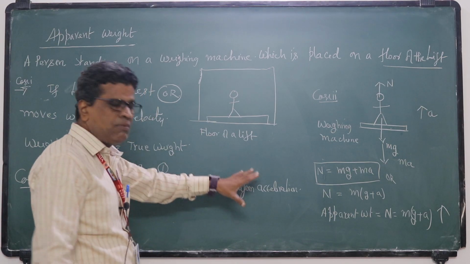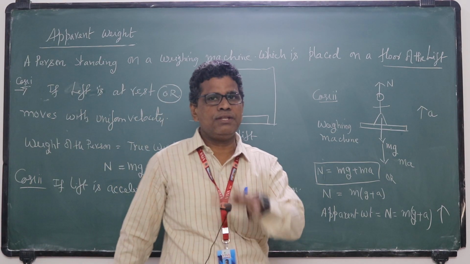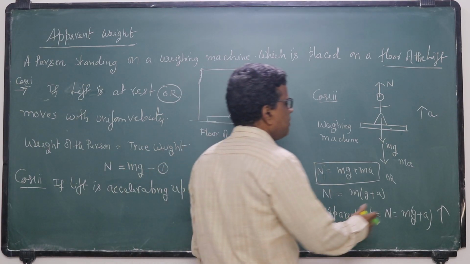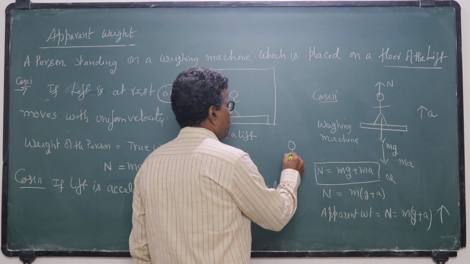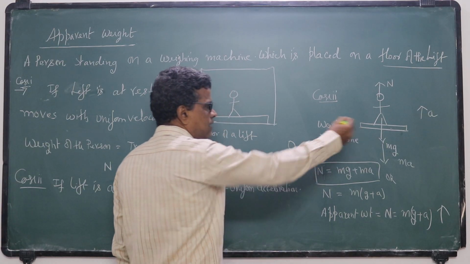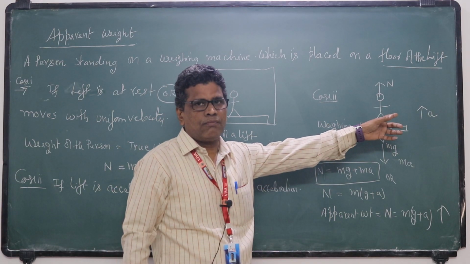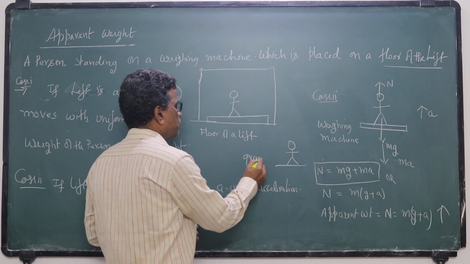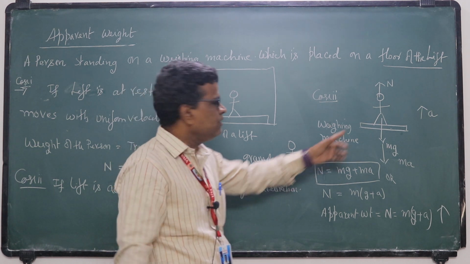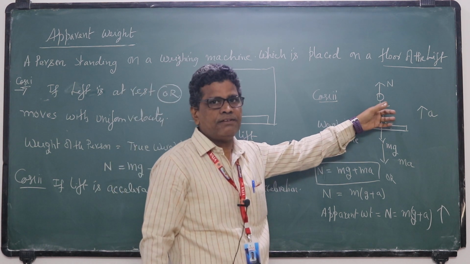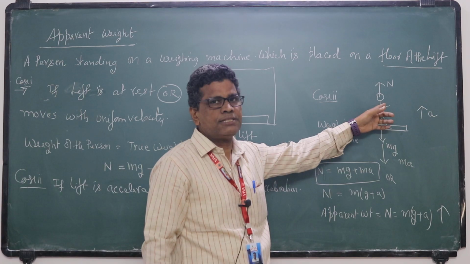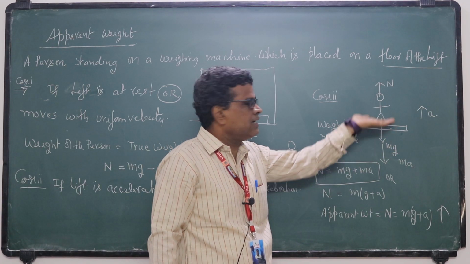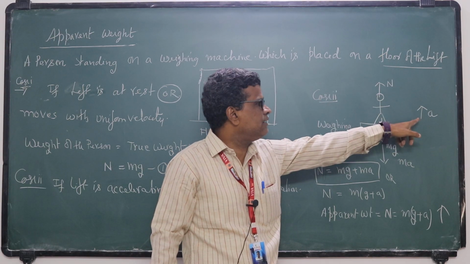The same argument we can also explain with the help of an inertial frame. Suppose the same thing is observed by a person standing on the ground. He is observing this situation, this event, this experiment. What is this experiment? A person on a lift, an elevator, that is rising up with an acceleration a.